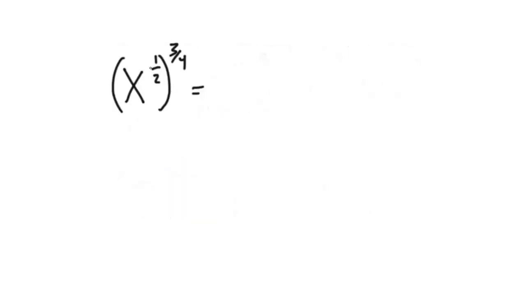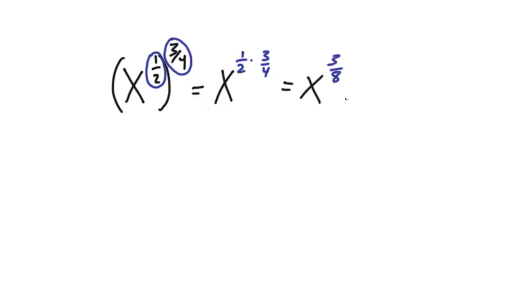Alright, let's say we have x to the 1/2 power and we're raising that to the 3/4 power. So just like the last example, we'll take the 1/2 and multiply it with the 3/4. So this will equal x to the 1/2 times 3/4, and that'll give us x to the 3/8. That'll be your new power. So it'll be x to the 3/8, and that's your final answer.